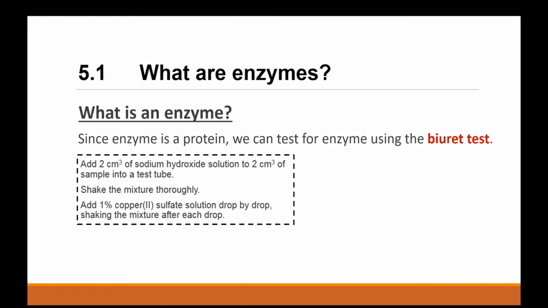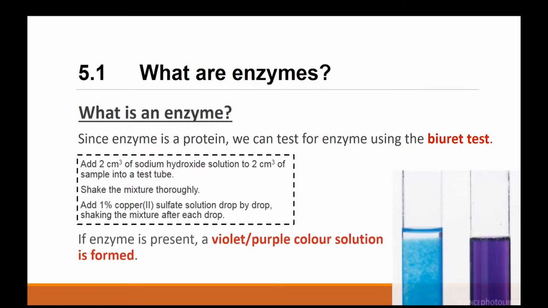Now having said that, since enzyme is a type of protein, we can actually test for the presence of enzyme using what we call the biuret test. Now if you recall in your biuret test, you actually use sodium hydroxide and you add in drop by drop copper 2 sulfate solution. Now, how many of you still remember what we see if the protein is present, which means that in this case there's an enzyme, right? I hope that some of you still remember that if there is an enzyme, which is a protein, by doing a biuret test you end up getting a violet or purple color of a solution. Okay, so that's what you should observe.